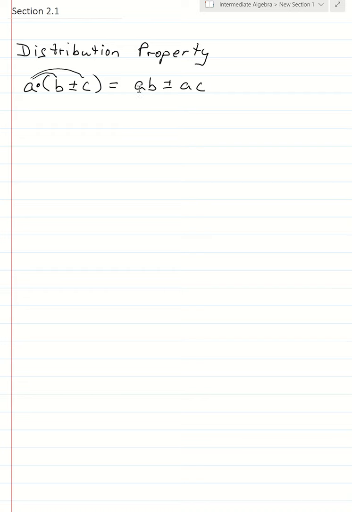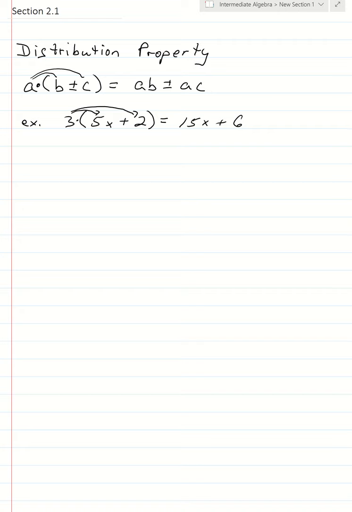And of course, we know AB means A times B, AC would mean A times C. Okay, and the plus and the minus sign, that stays the same. And that's the distribution property, whereby we can distribute a number that's on the outside over the terms that are on the inside. For example, if we had maybe 3 times 5x plus 2, we would distribute the multiplication of 3 with the 5x and with the 2. And of course, 3 times 5x would give us a 15x, plus 3 times 2 would be 6. And that would be using the distribution property.